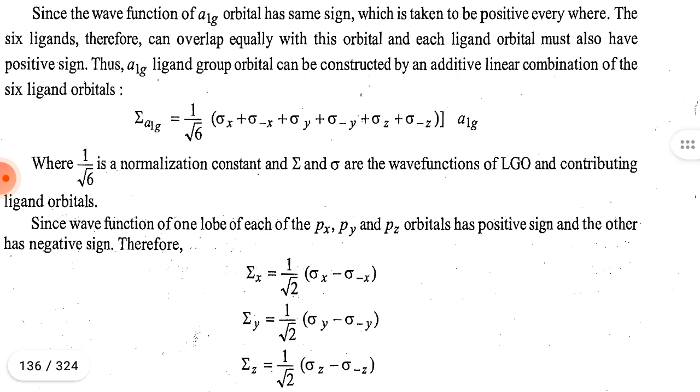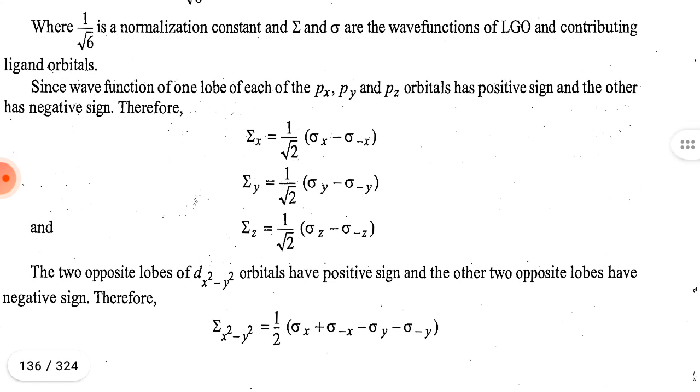Epsilon a1g is equal to 1 upon square root 6 in brackets, sigma x plus sigma minus x plus sigma y plus sigma minus y plus sigma z plus sigma minus z, where 1 upon root 6 is the normalization constant, and epsilon and sigma are the wave functions of the ligand group orbitals and the contributing ligand orbitals.